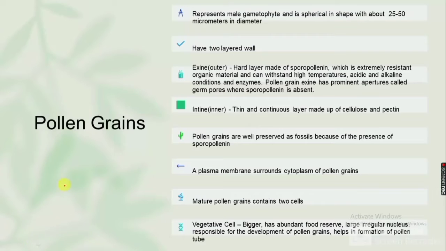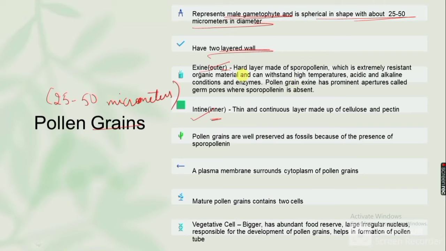Pollen grains represent the male gametophyte and are spherical in shape, about 25 to 50 micrometers in diameter. They have two wall layers, exine and intine. Exine is the outer layer and intine is the inner layer. Exine is a hard layer made up of sporopollenin, whereas intine is a thin and continuous layer made up of cellulose and pectin.